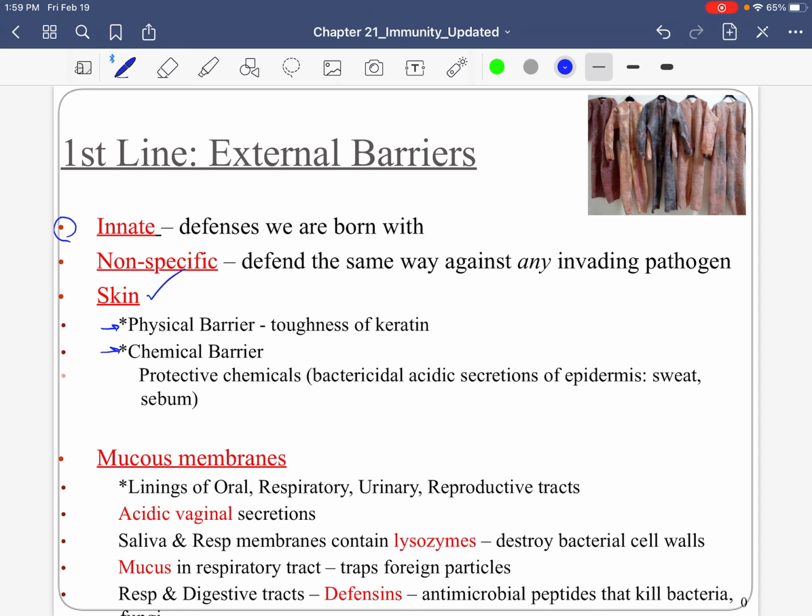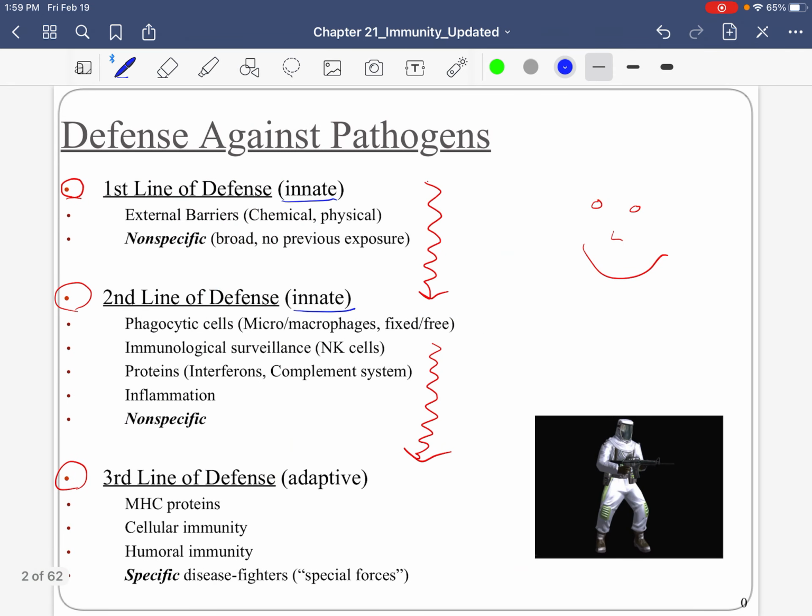Another key term here is that our skin and our first line of defense as a whole is non-specific. And what that means is our skin will protect against any foreign agent. It doesn't matter what it is. It doesn't matter if it's bacteria A or virus Z. The skin is the same protector no matter what. What we're going to find is our first two lines of defense.